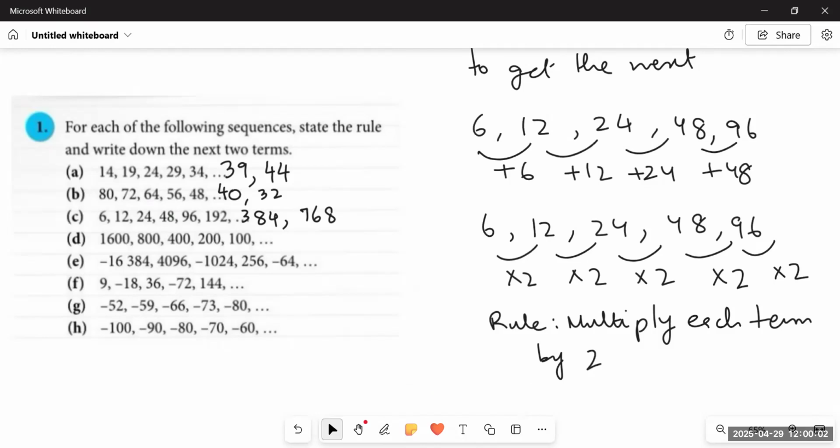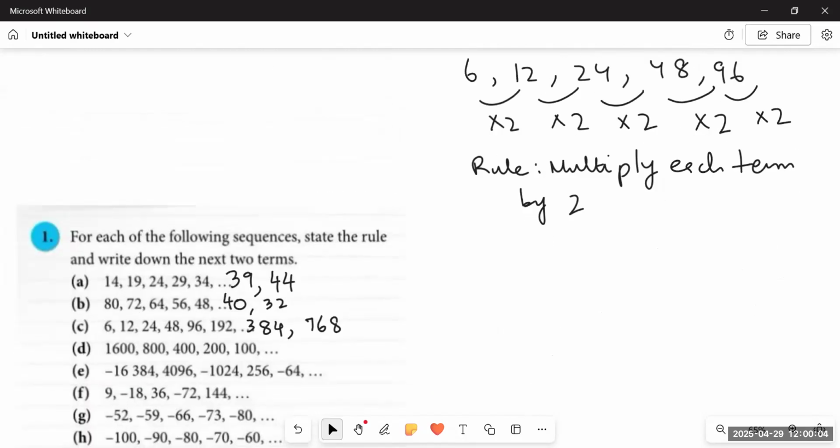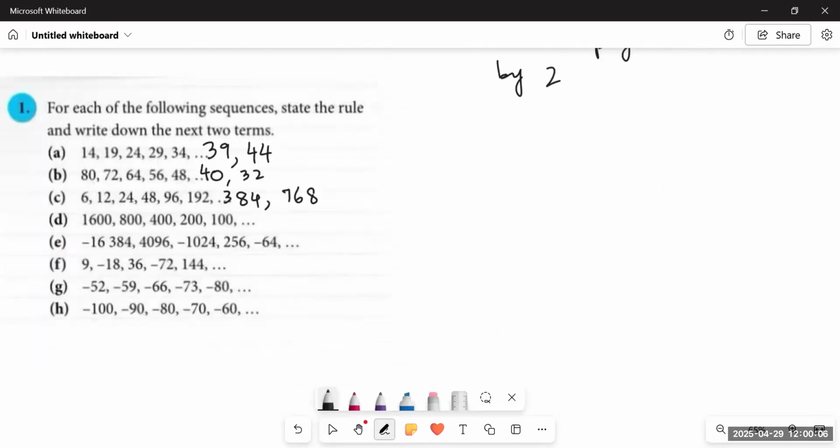Now, moving to the next part, we have part D: 1600, 800. Again, we can see that the numbers start to reduce. So what are we going to do at first? We will subtract and see whether we are having the same number every time or not.